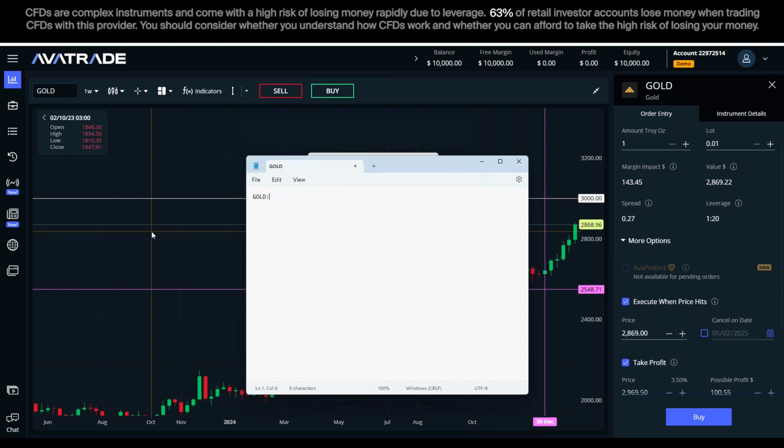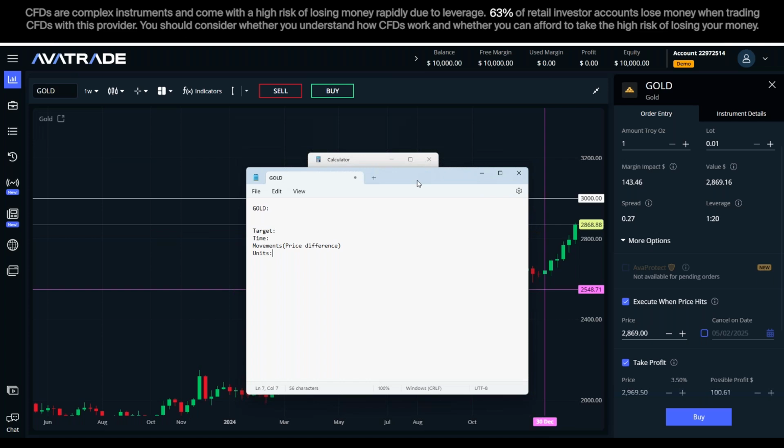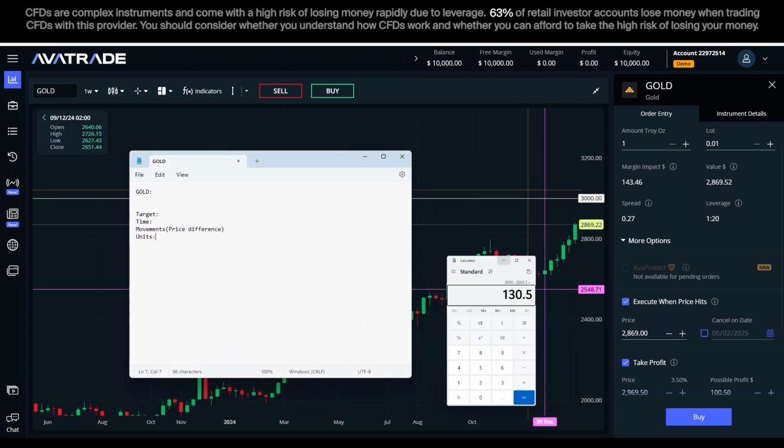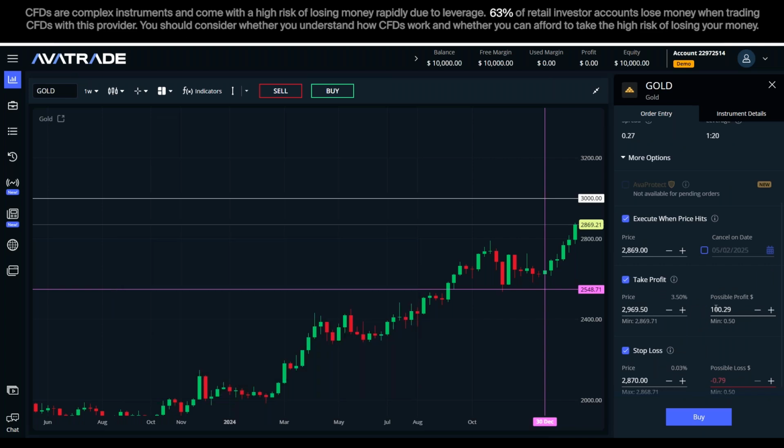Let's write down the name of our instrument. Okay. And now we can work. Now, the reason that I'm jotting down those things is because I need some guidelines to design a position. At the moment, if I just click buy here, I'm going to make $100, but I don't want to make $100. I want to make much more than that.